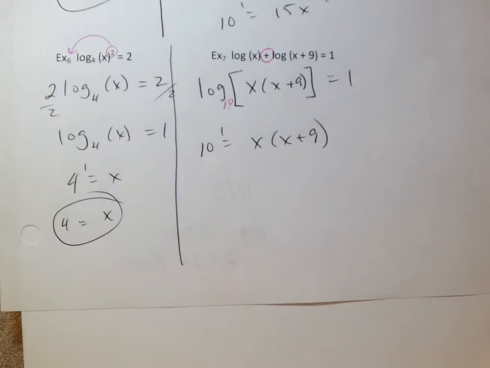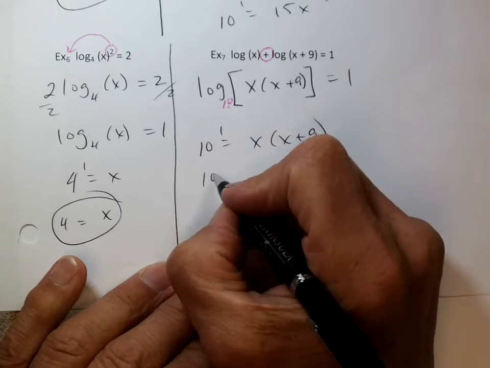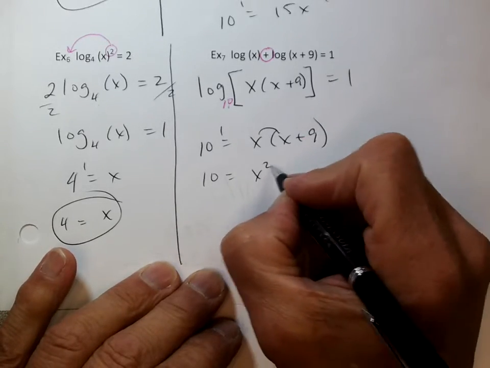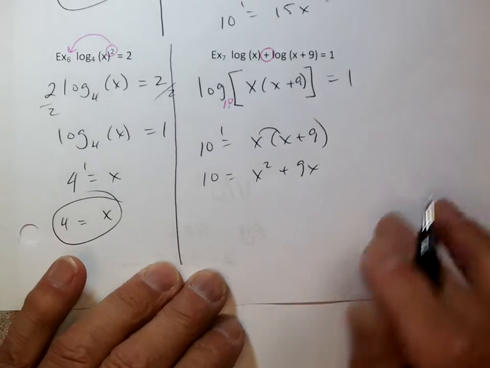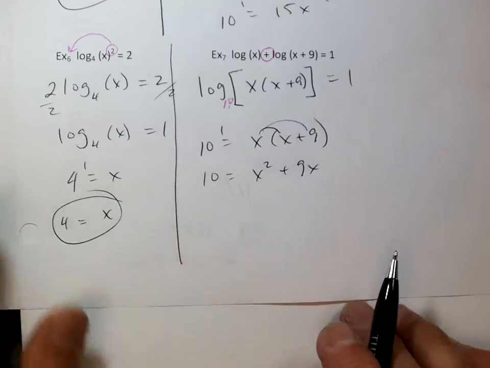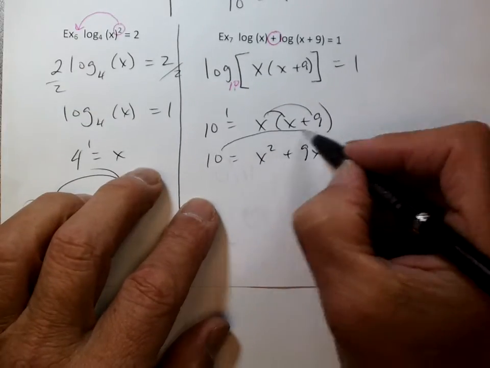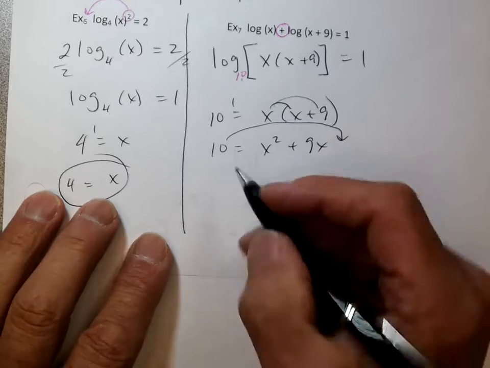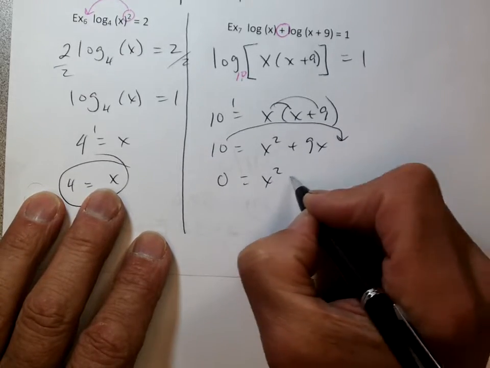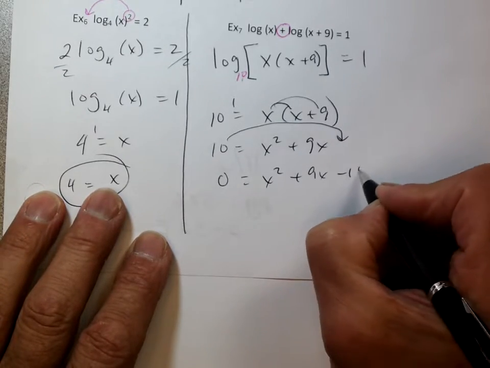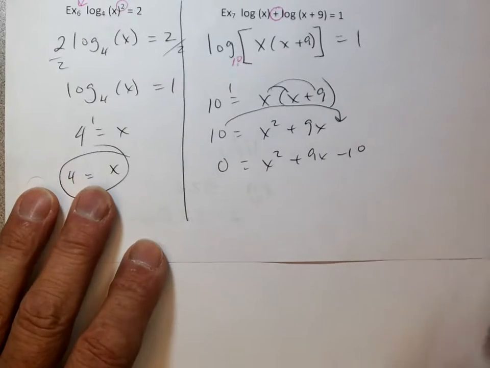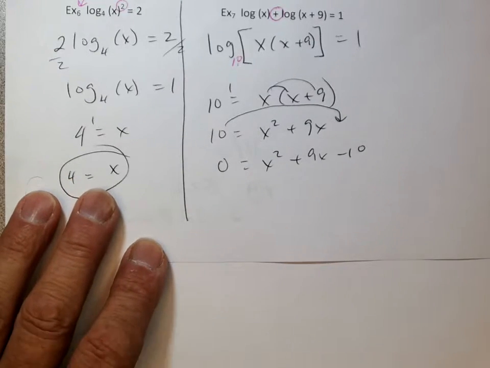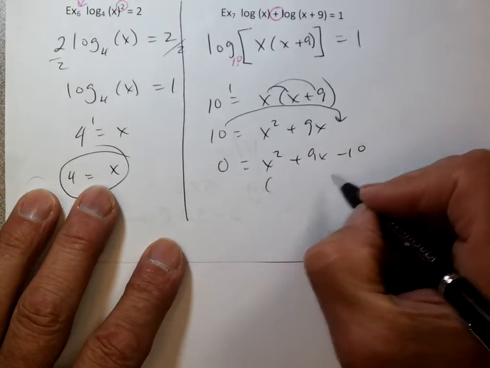Now, we're going to have to eventually factor, but let's check out why. We'll have 10 equals x squared plus 9x, right? Let's bring over the 10. 0 equals x squared plus 9x minus 10. Does that make sense? Bring over the 10, subtract 10. Factor. What times what makes 10?